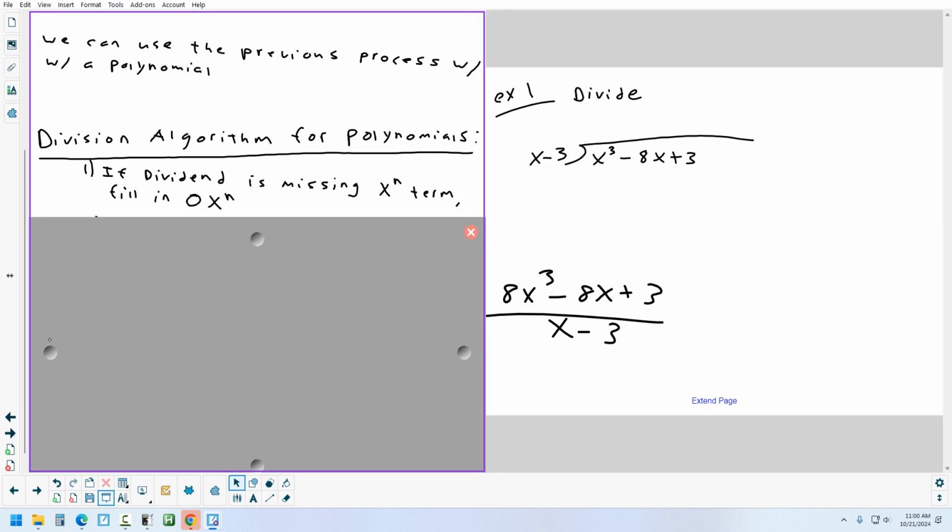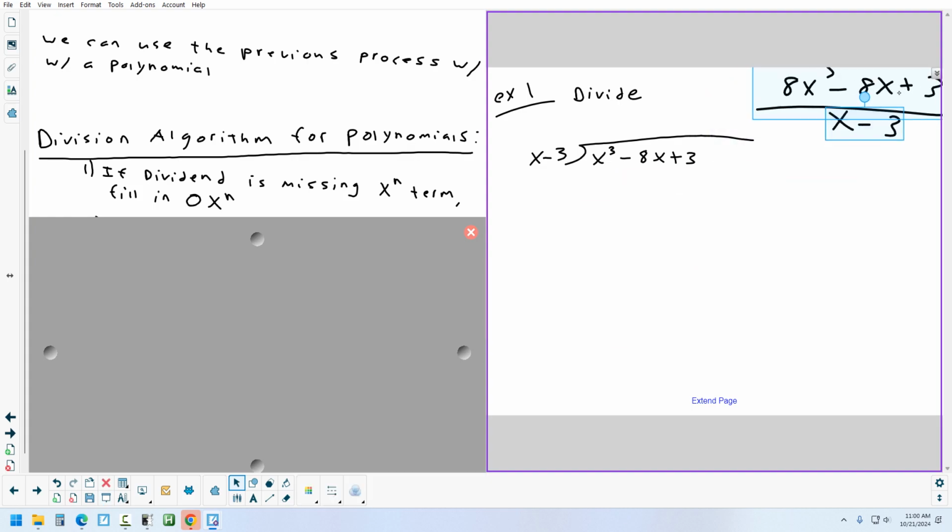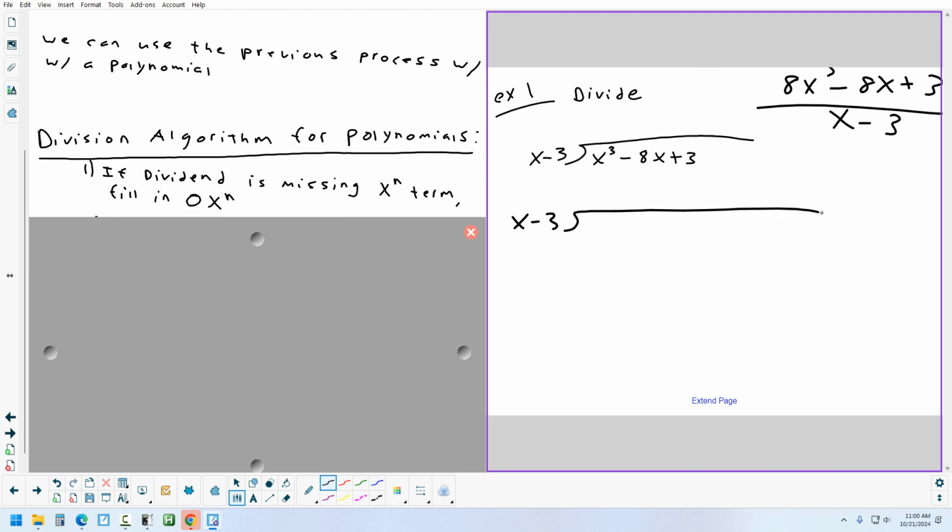Okay, the first step is if the dividend is missing any terms, you need to fill in zeros. What do I mean fill in zeros? Well, the dividend is the part on the inside, the x cubed minus 8x plus 3. When you write your dividend, you need to leave space for every exponent from the highest all the way to the lowest. There's an exponent missing. What's the exponent that's missing in that dividend? X squared. Because we don't have any x squareds, we need space in case we need to write some down. So we're going to create an empty column for the x squareds.